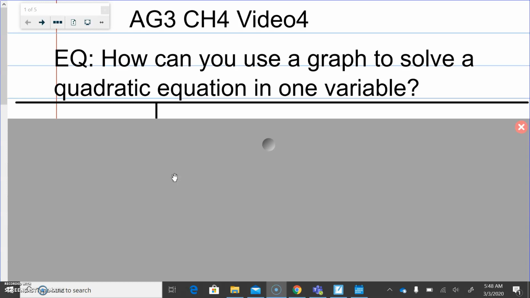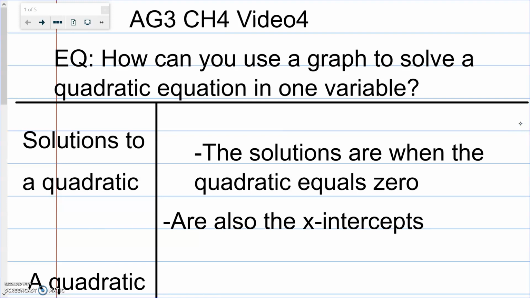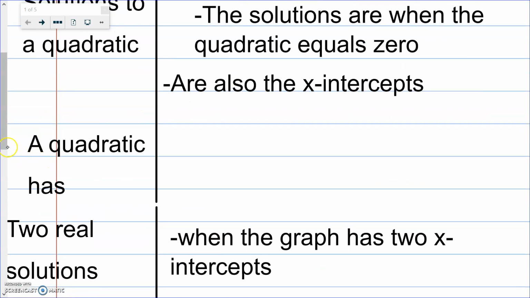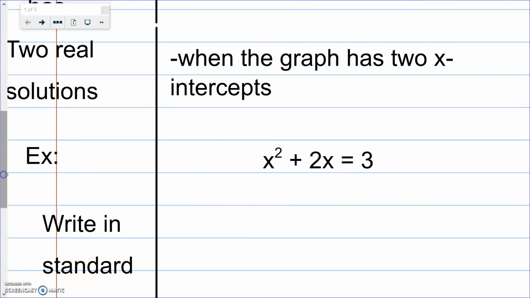Today we're continuing our discussion on how you can use a graph to solve a quadratic equation in one variable. So let's extend our conversation. Today we're looking at the solutions. The solutions to a quadratic are when the quadratic equals 0, and they are the x-intercepts. So we're looking for the x values that make the quadratic equal to 0. A quadratic has two real solutions when the graph has two x-intercepts. So let's look at an example.